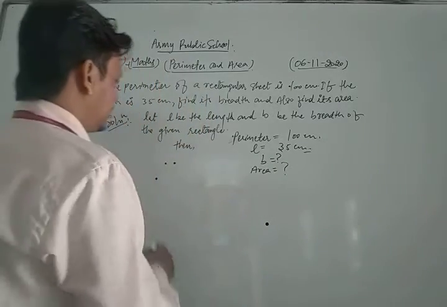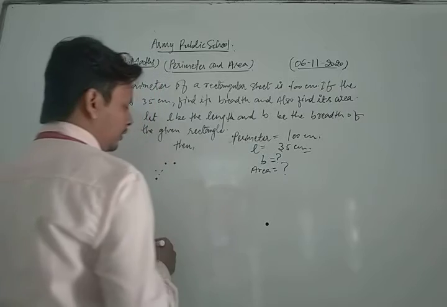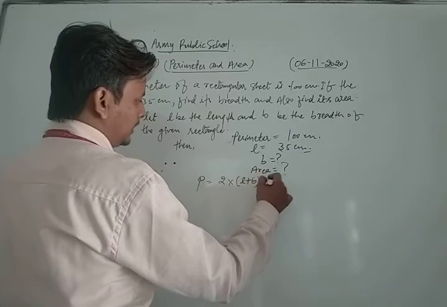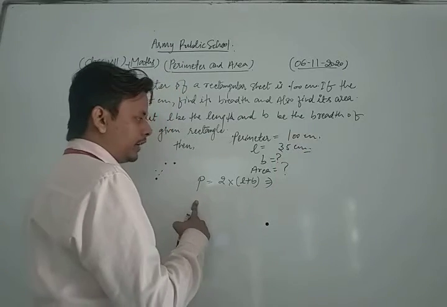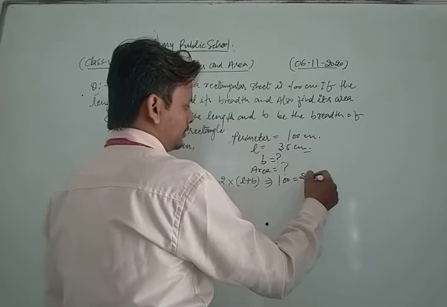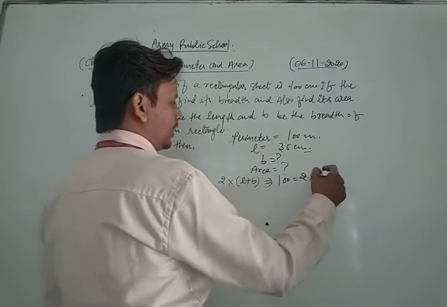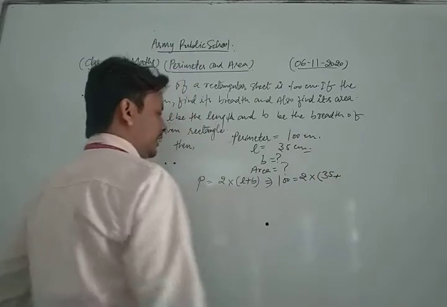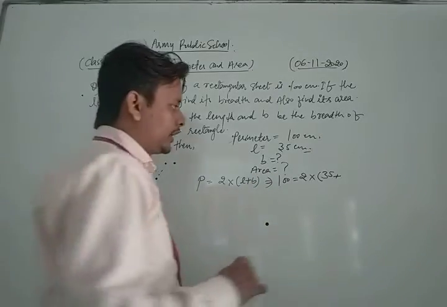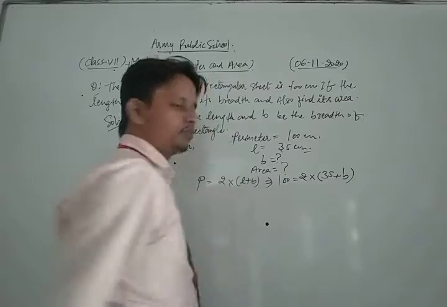Now first of all we apply the formula for the perimeter. The perimeter is equal to 2 into (length plus breadth). Now we put the value of the perimeter, 100. So 100 is equal to 2 times (length plus breadth). Length is 35 plus breadth, so we write B as it is.